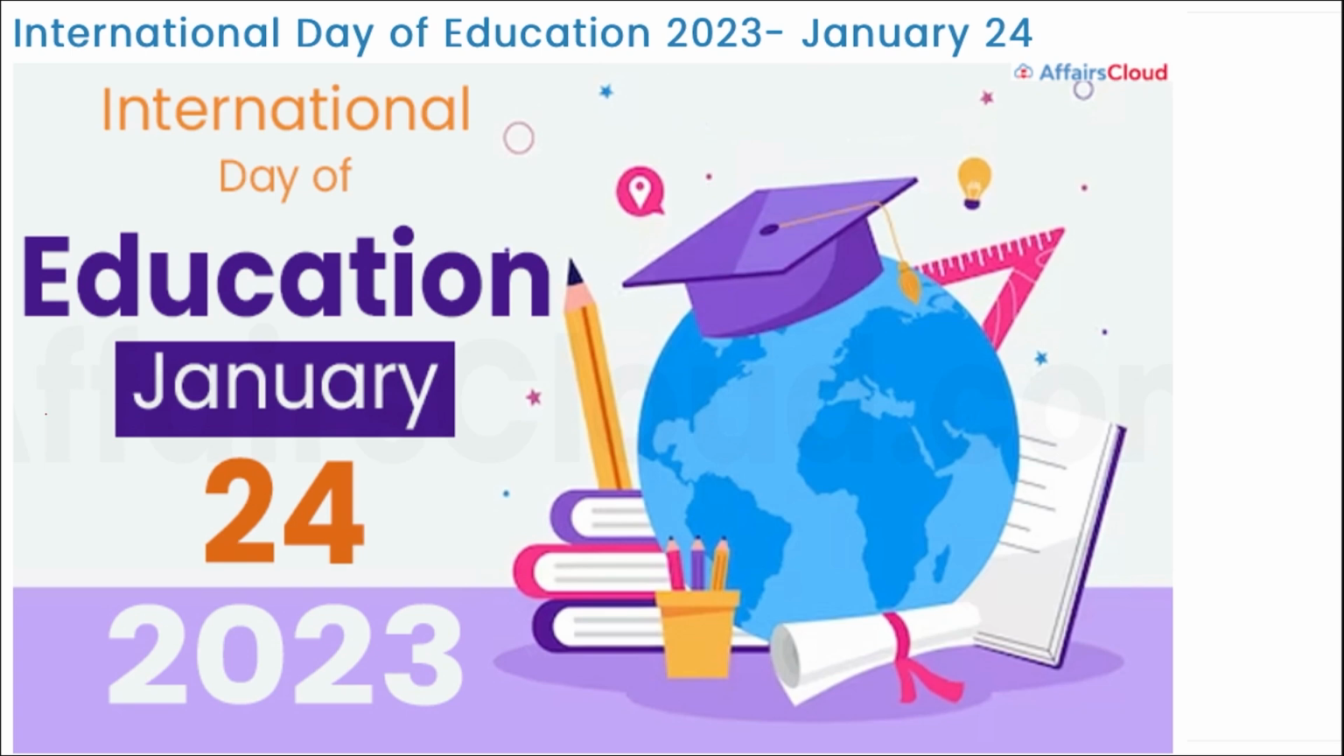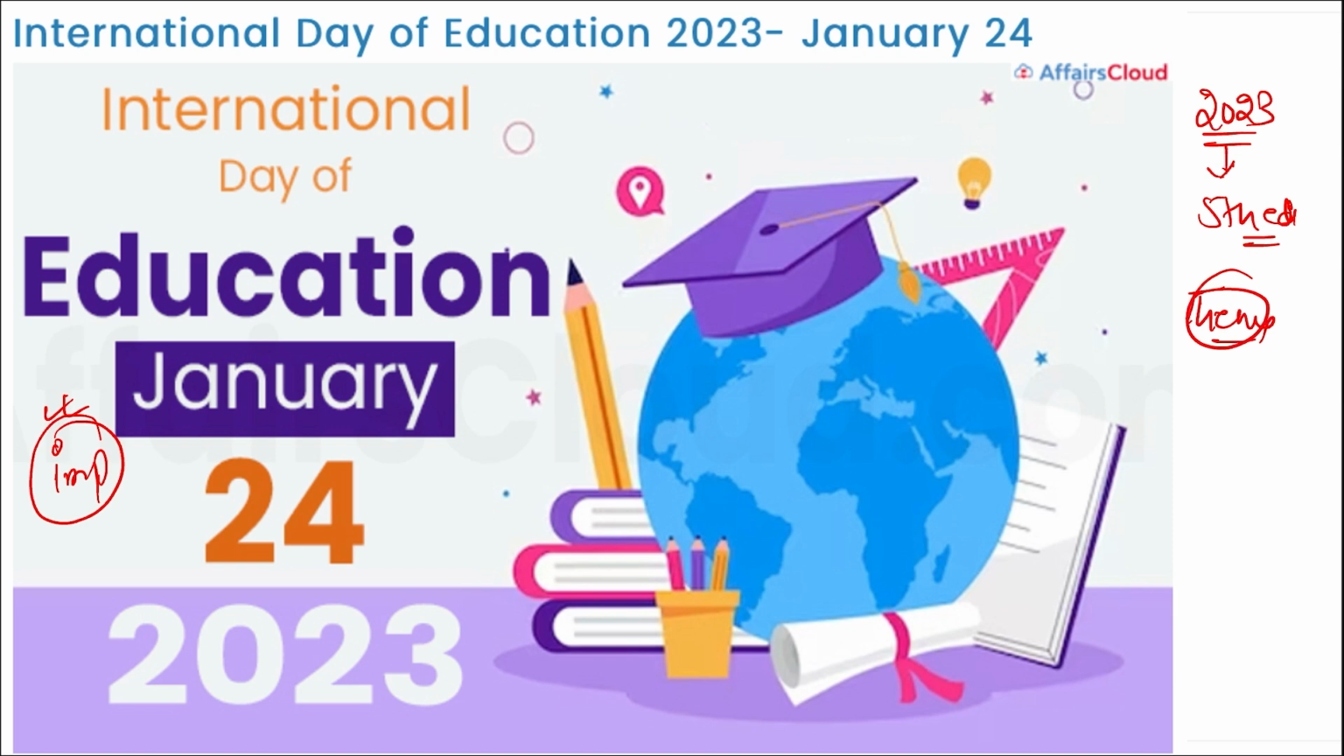Next is International Day of Education. This day is also observed on 24th of January, and this day is important. International Day of Education is annually observed across the globe on 24th of January to celebrate the role of education in peace and development. In the year 2023, this was the fifth edition of this International Day of Education. The theme for the same that you need to remember is to invest in people, prioritize education. I repeat, to invest in people, prioritize education.